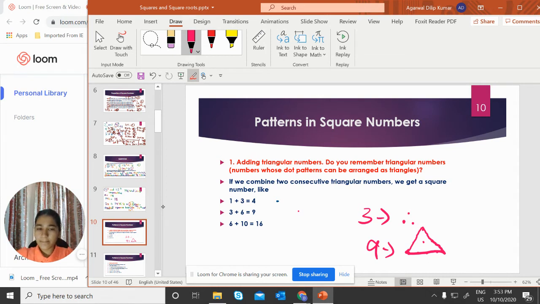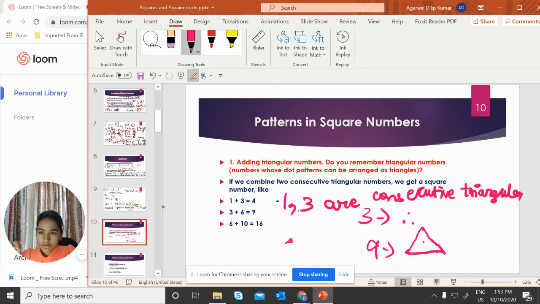If we combine two consecutive triangular numbers, we get a square number. Like 1 plus 3. 1 and 3 are consecutive triangular numbers. When we add, we get a square number. 3 plus 6 is 9, and 9 is also a square number. 6 plus 10 is 16, and 16 is also a square. It's very simple.